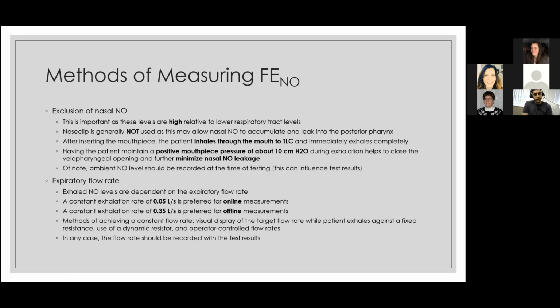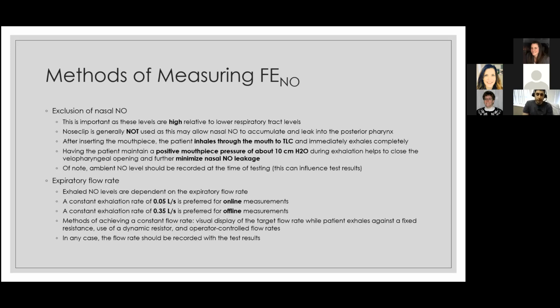I mentioned earlier that expiratory flow rates are important. The exhaled nitric oxide levels are dependent on the expiratory flow rate. And like I said, with online measurements, you have to maintain a constant exhalation rate of 0.05 liters per second, and 0.35 liters per second with offline measurements.